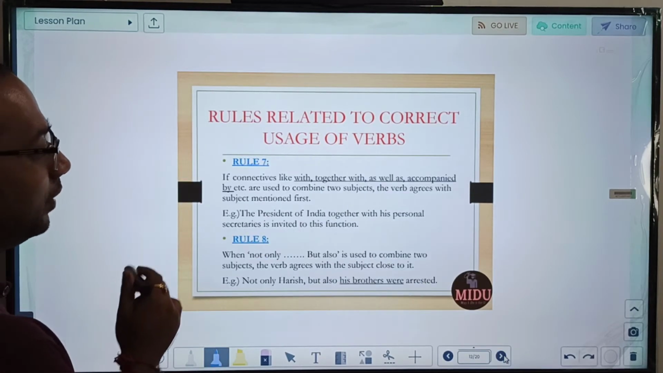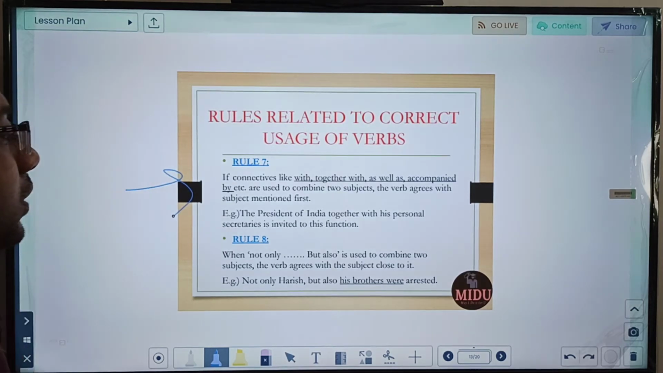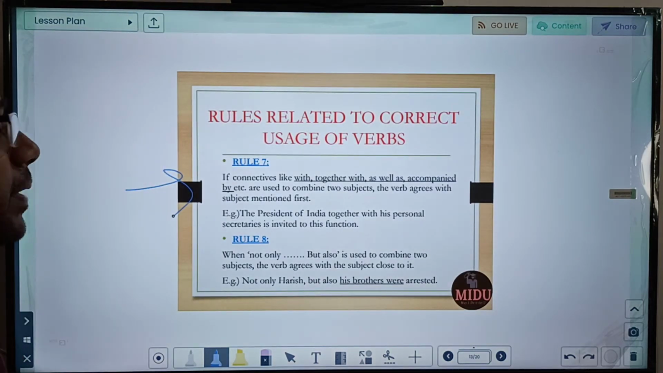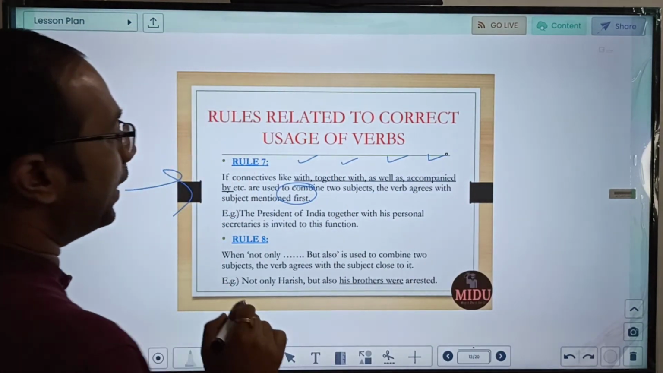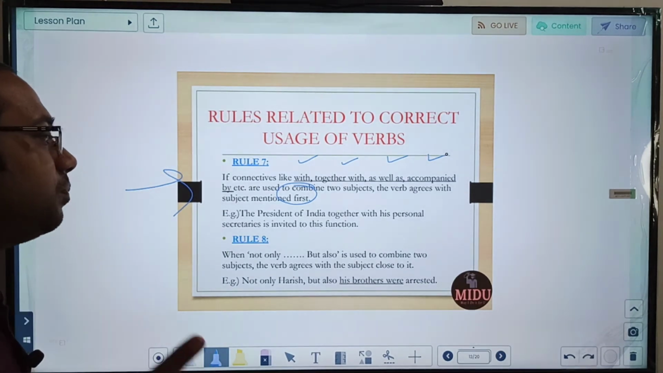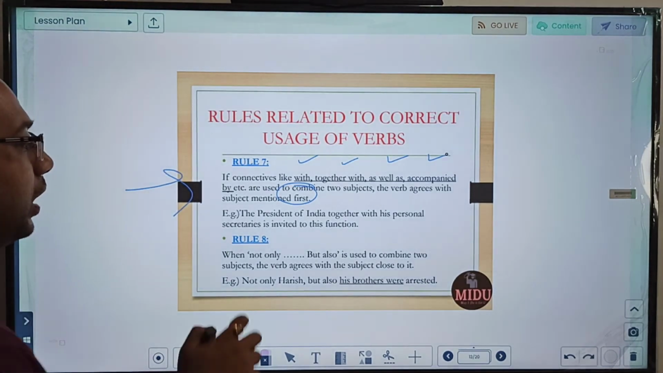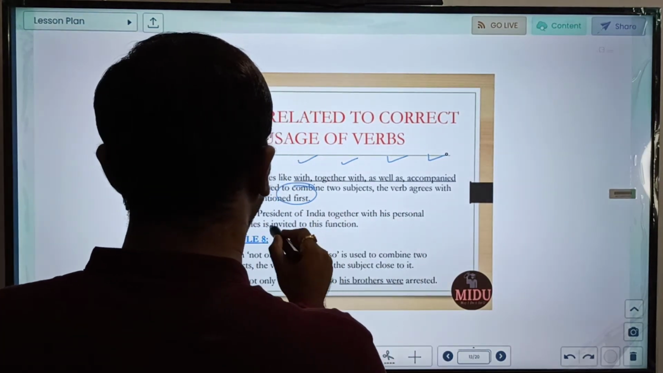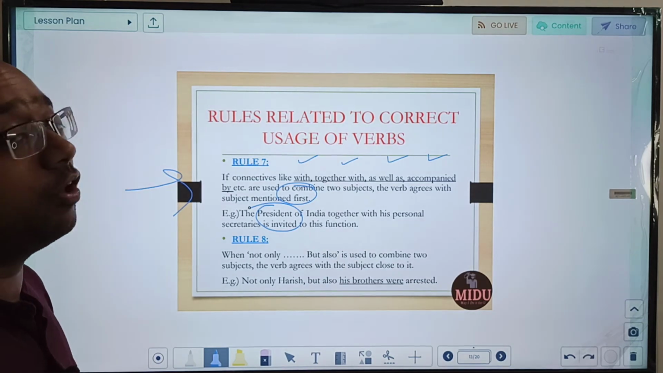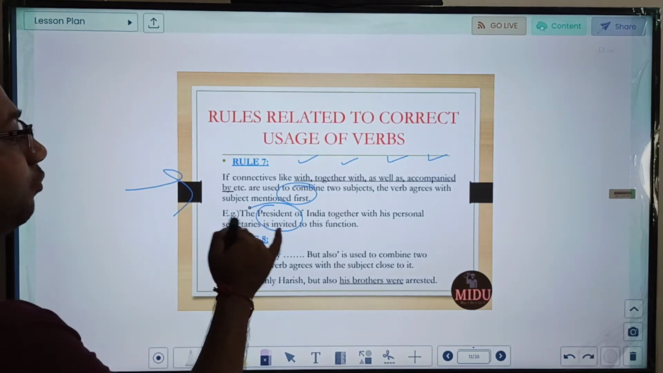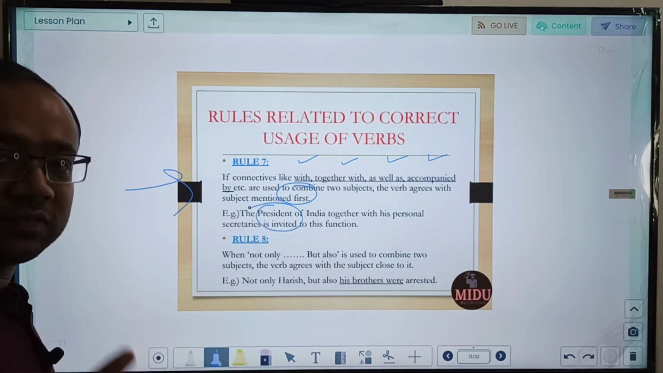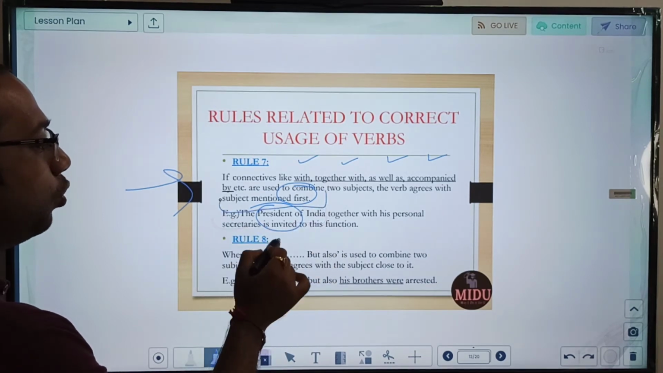Next, rule number 7: if connectives like with, together with, as well as, accompanied by, etc. are used to combine two subjects, the verb agrees with the subject mentioned first. Very important. So in these words, whatever is mentioned first, the verb will be taken by this. "The President of India together with his personal secretaries is invited." You can say that it should have been "are", because president and secretaries is multiple people we are referring to. No, in this it will always agree with the subject mentioned first. So the President of India is a single person, so singular verb.